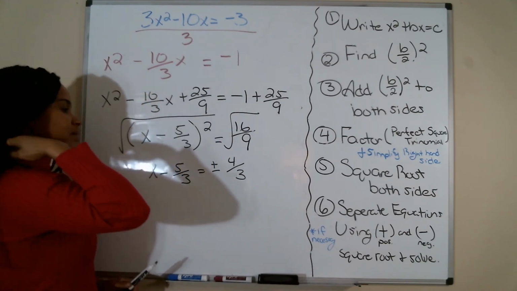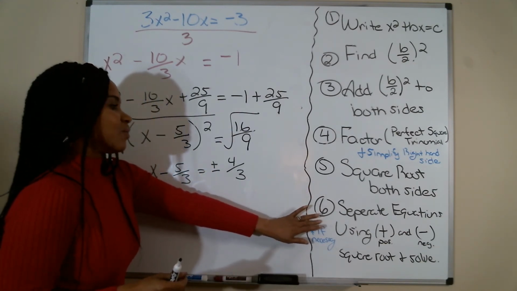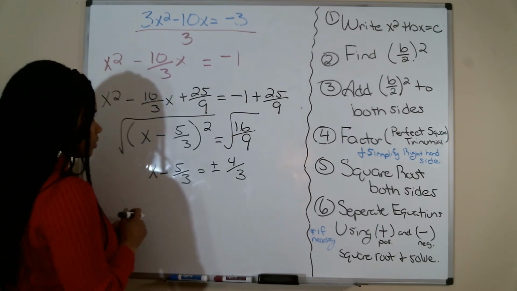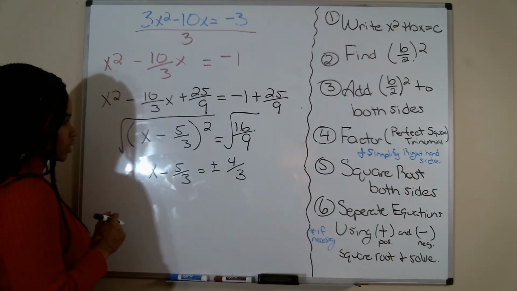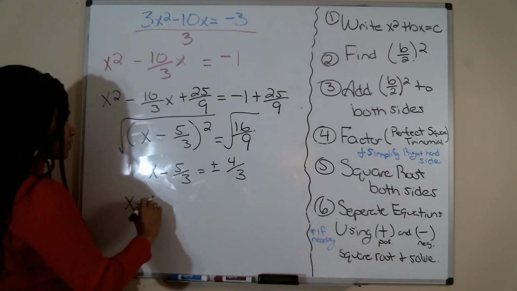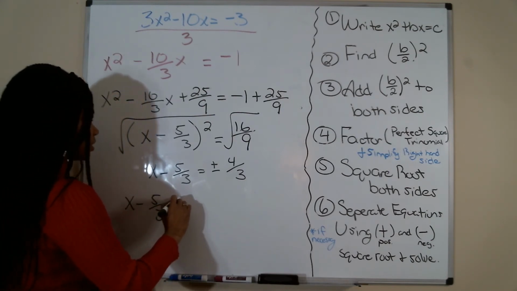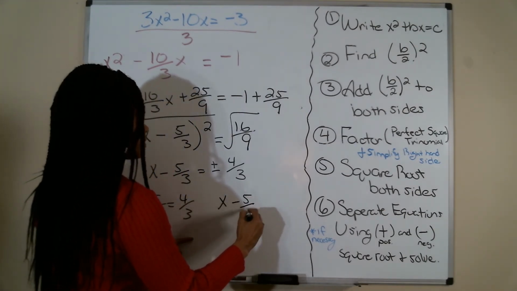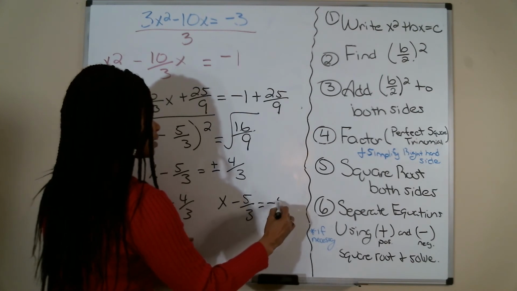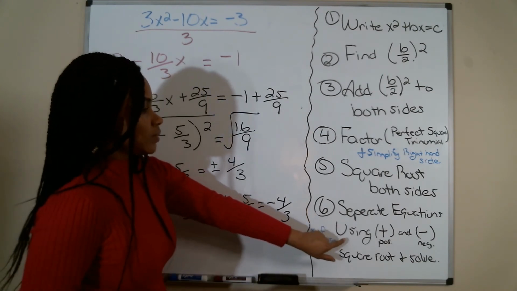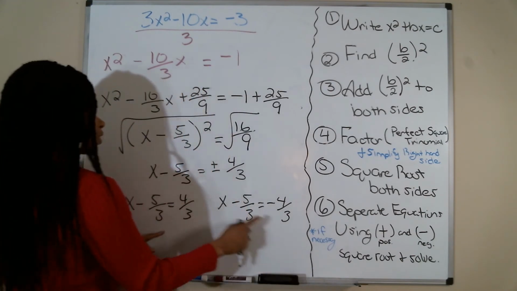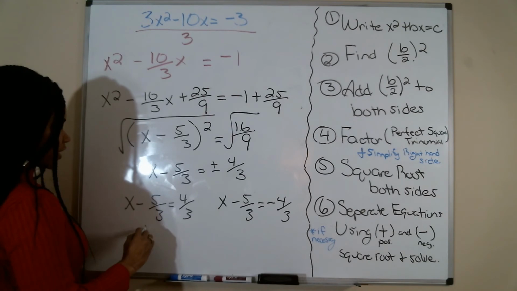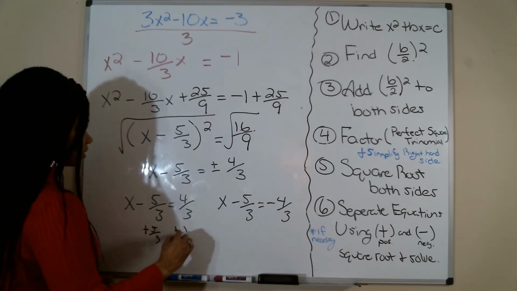All right, so now I've taken the square root. Now I want to separate it. Instead of separating it into two, I separate it into two separate equations. So that's x minus 5/3 is equal to positive 4/3, and x minus 5/3 is equal to negative 4/3. So I'm separating my equations using the positive and negative square root. So positive 4/3, negative 4/3. Adding 5/3 to both sides.